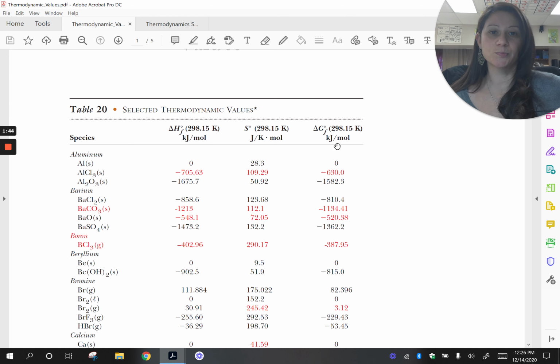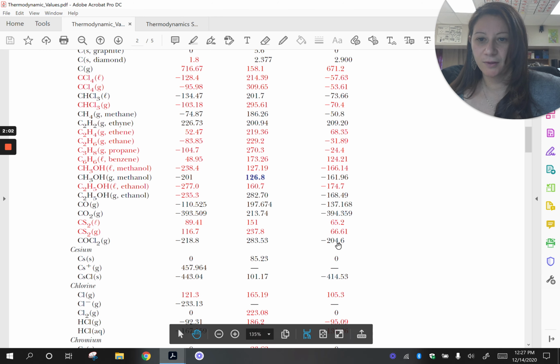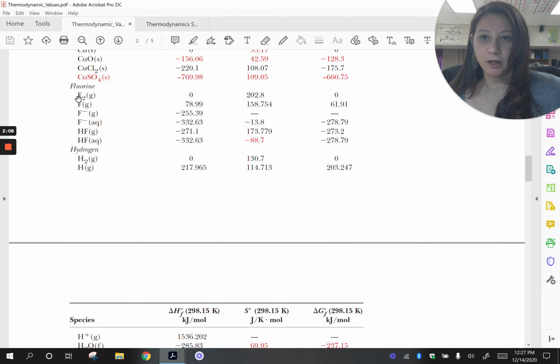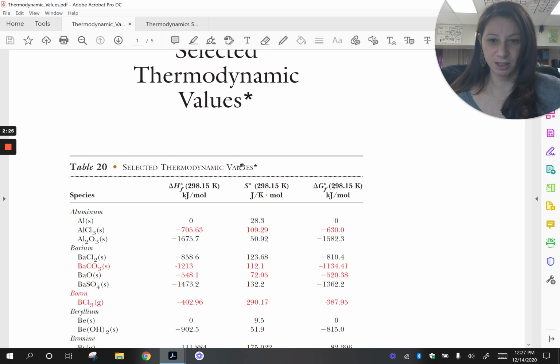It is measured in kilojoules per mole, just like delta H. And just like delta H, delta G for an element in its natural state is equal to 0. So you'll see aluminum solid is 0, beryllium solid is 0, carbon as graphite is 0, and fluorine as F2 gas is 0, and so on. So the Gibbs free energy and the heat of formation of an element in its natural state are both zero, but the entropy is not 0. That's something to keep in mind.